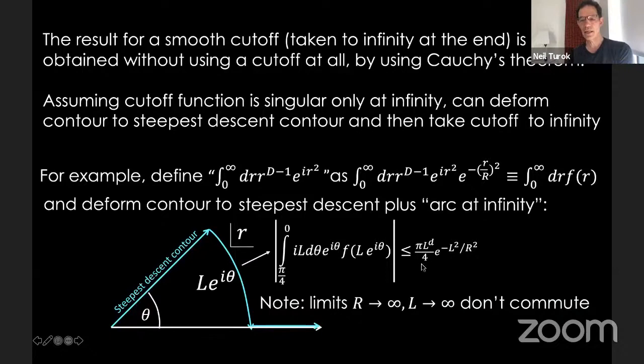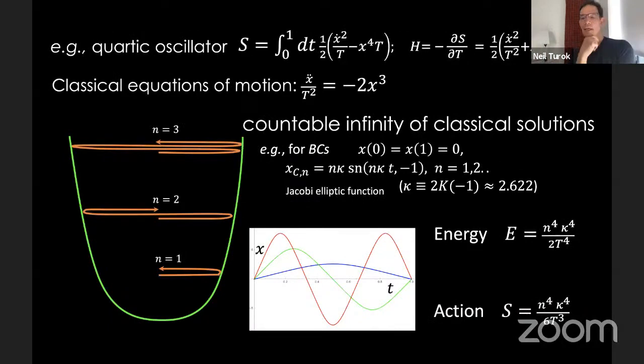In other words, you must smooth in principle, you must do the calculation, and at the end, take the smoothing away. And if you do that, the answer is independent of the smoothing, because the answer is just the steepest descent contour with no correction in the limit that R goes to infinity. So this is a really nice way of dealing with oscillatory integrals, which enables you to make sense of integrals which would be otherwise difficult. Now let's do an example.